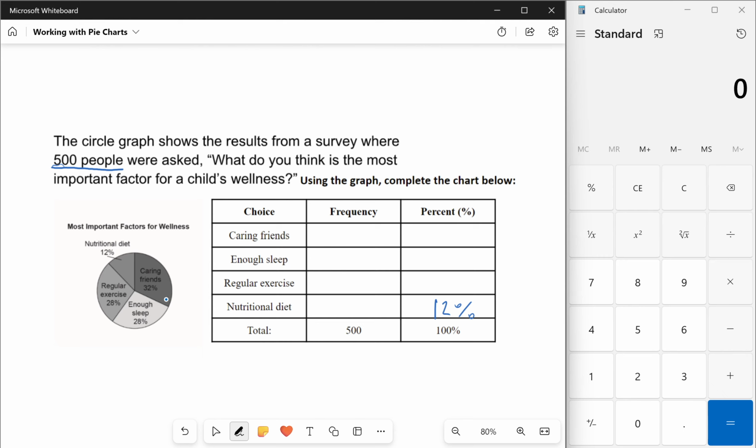Caring friends, 32% of our participants chose caring friends. So for caring friends in the percentage column, I'm going to write 32. For enough sleep, I can see 28% of participants chose that as their survey answer. And for regular exercise, it was also 28. Okay, easy as pie.